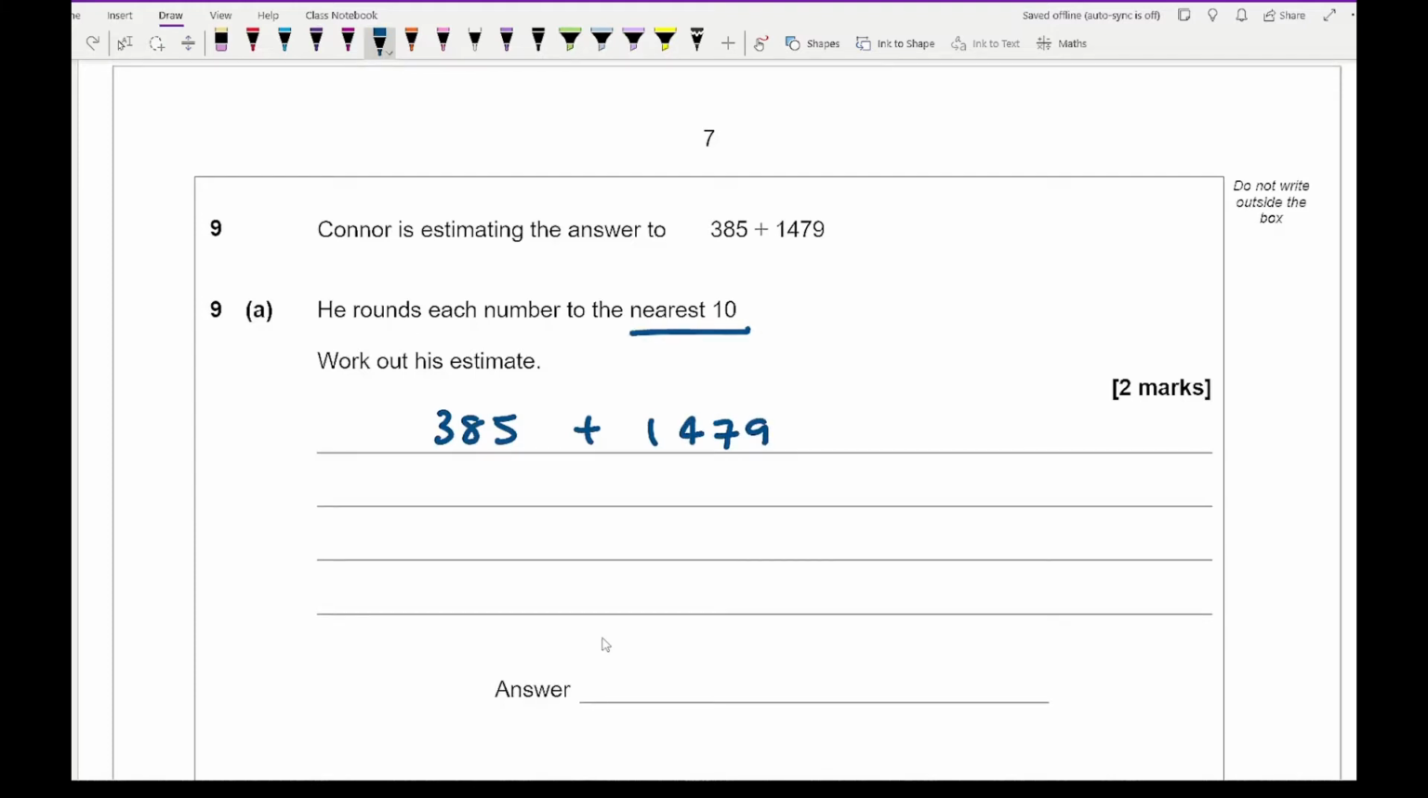So here the nearest 10 is going to be 390, because remember, if your number ends in 5 you always round up, so that's going to be 390. And this one we're going to round up to 1480. So all we then need to do is add those two numbers up, in which we get an answer of 1870.